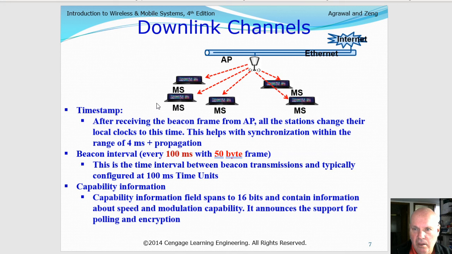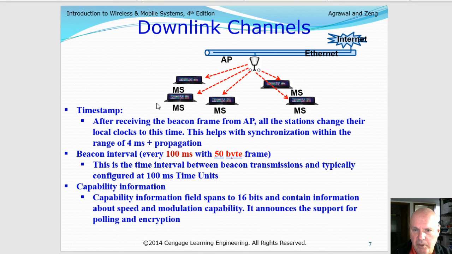So there is some synchronization required here. The mobile systems have to know roughly when the access point is downloading information, and then the mobile systems also have to maintain synchronization because they acknowledge each frame. So that synchronization information is actually in the beacon, and the mobile systems use that beacon to synchronize with the access point. The beacon interval is every tenth of a second, and the beacon data packet consists of 50 bytes.